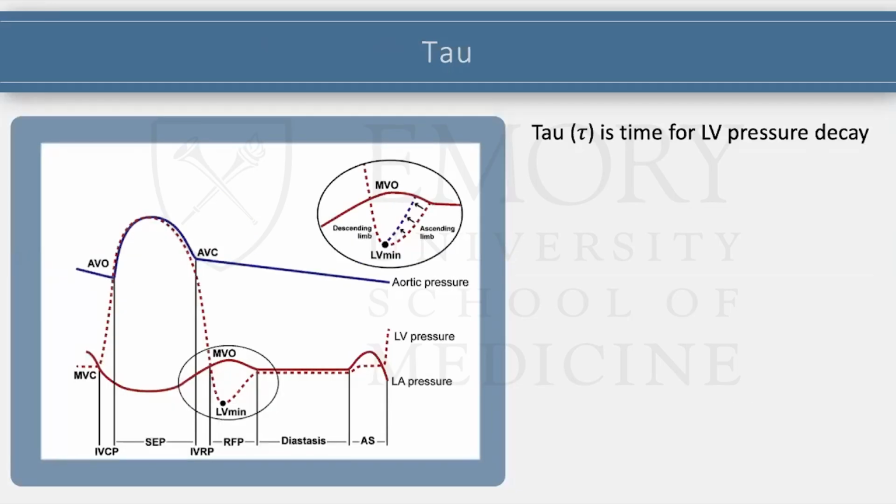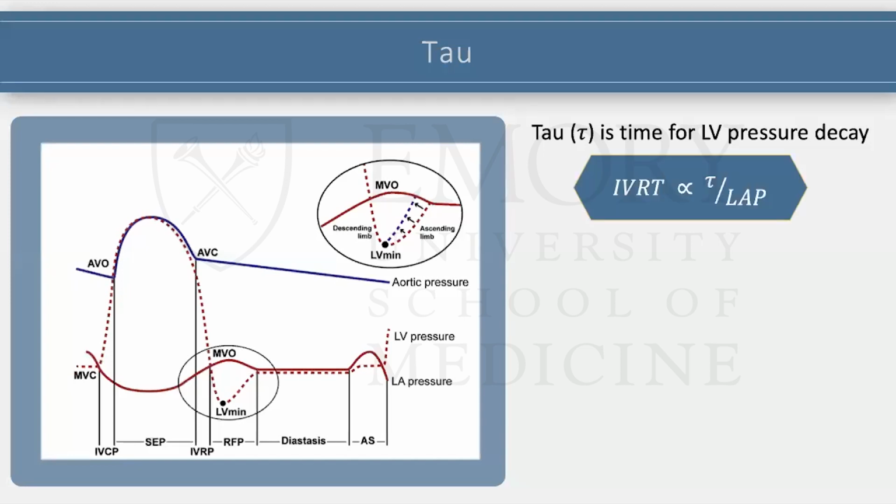Okay. Again, I don't want to get too wonky here, but I think this is useful to just briefly discuss because it has come up in guidelines before. So talking a little bit about tau, which is the time for LV pressure decay. A longer tau means a longer time to decay, which is impaired relaxation. So how can we estimate this? How can we measure this with echo?